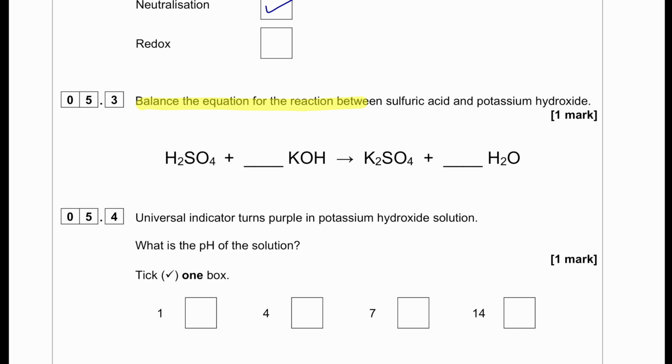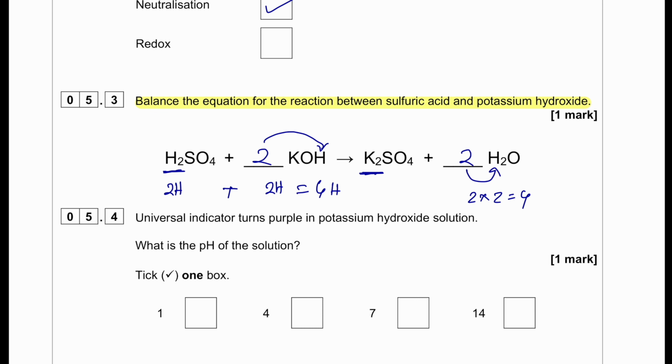Balance the equation for the reaction between sulfuric acid and potassium hydroxide. So, when balancing an equation like this, we will have to look into it. See, there is 2 potassium on the right hand side, so we must have 2 potassium on the left hand side. There is a total of 2 hydrogen here and 2 hydrogen in here, so that gives us a total of 4 hydrogen. So we have to put a 2 here to match the hydrogens.